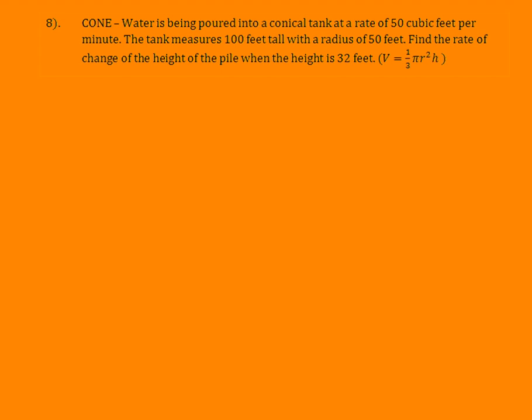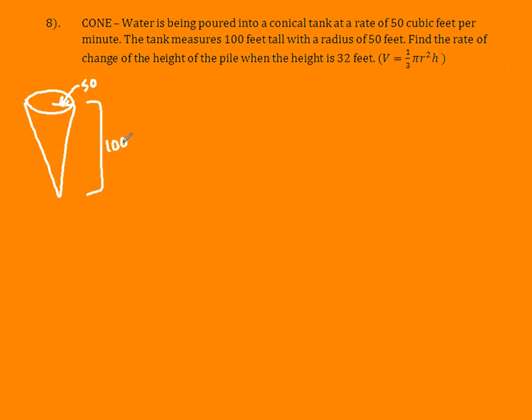What I'd like to look at today is how there are two different ways to solve problems with related rates if we have multiple variables going on. So let's look at this cone problem that is on your review. In this we have an inverted cone with a radius of 50 feet and a height of 100 feet.